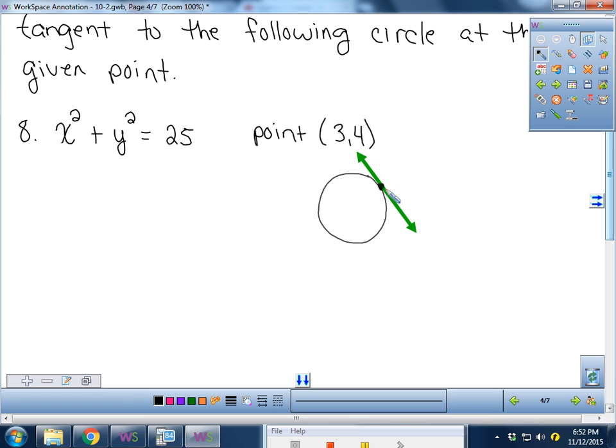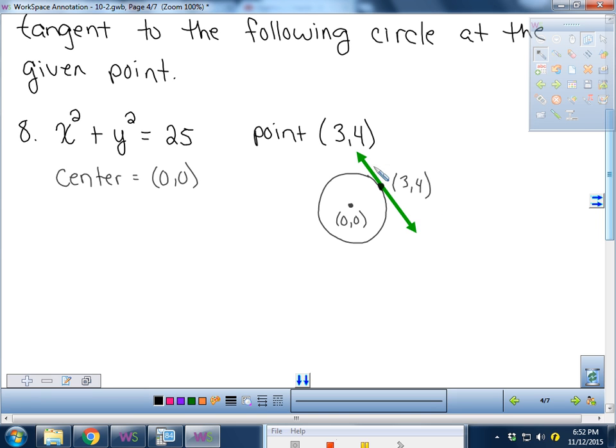In order to figure out this line, the only thing you know about it is that you have this point. You don't know the slope. You don't know another point. But they do give you the equation of this circle, and you can figure out the center. Since there's nothing with the x and y, the center is going to be at 0, 0. So I know that the center is 0, 0, and I know that this point is 3, 4.